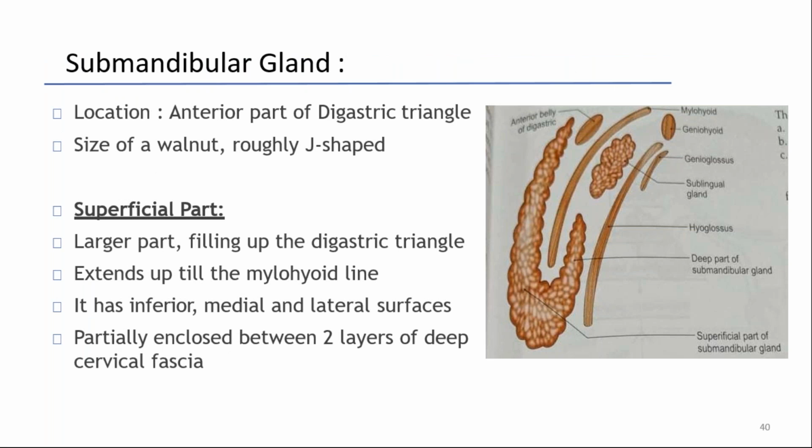So coming to the submandibular gland, it is located in the digastric triangle. Compared to the parotid, it is small in size. And when you see it in a cut section, it is roughly J-shaped, an inverted J.